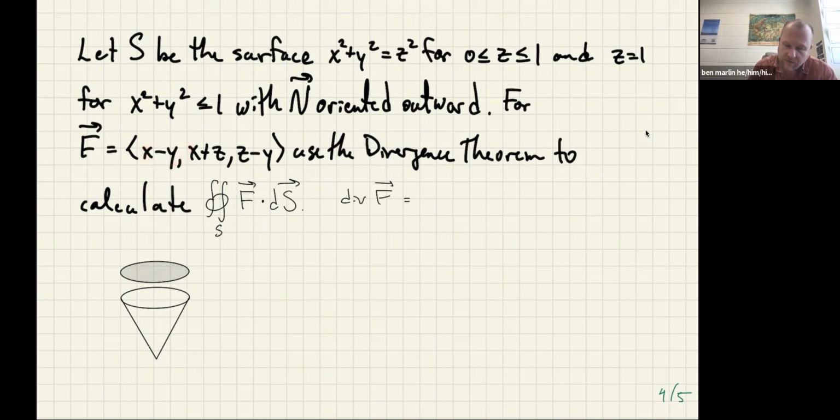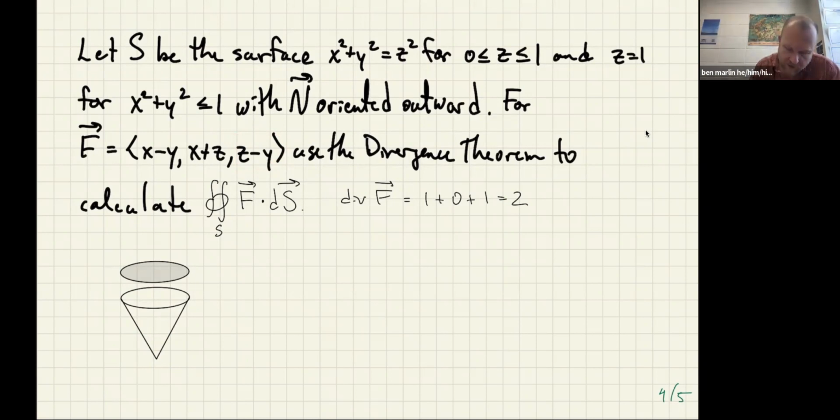Go through these entry by entry. X minus y, derivative with respect to x, is 1. Then x plus z, derivative with respect to y, is 0. And z minus y, derivative with respect to z, is 1. So we end up getting 2. Weird coincidence, we had 2 show up on just 2 of the things I'd selected. But the nice thing is this is a constant.